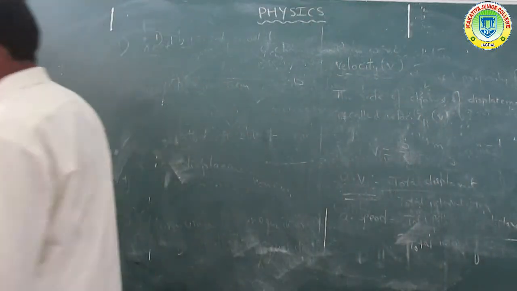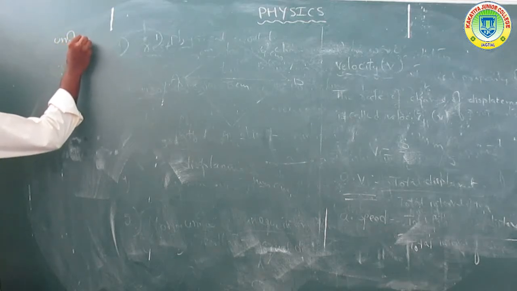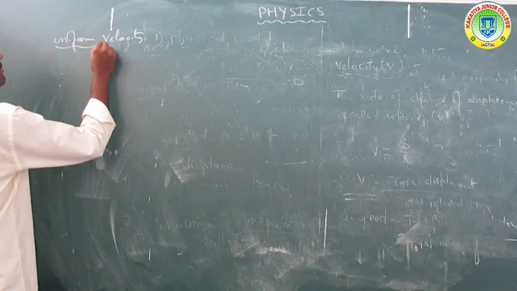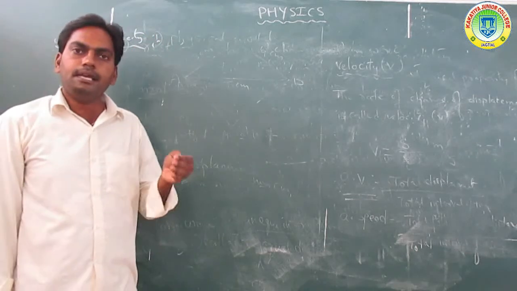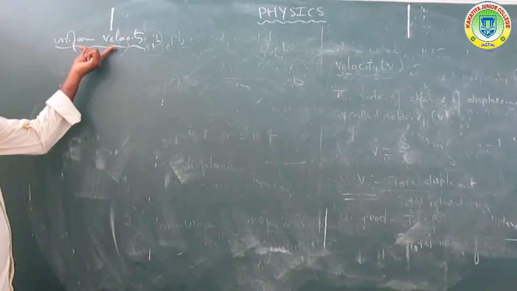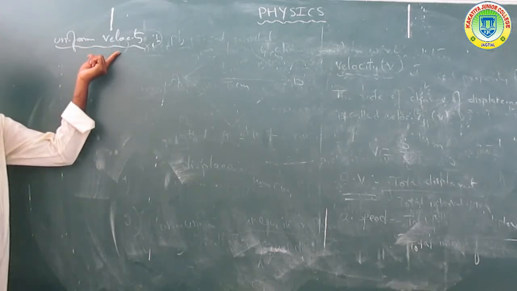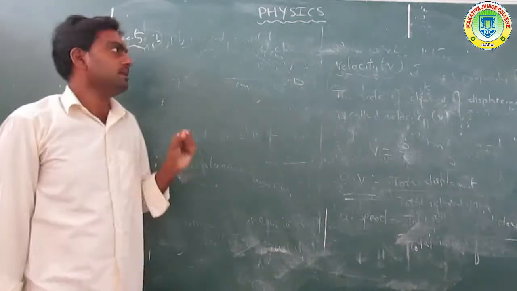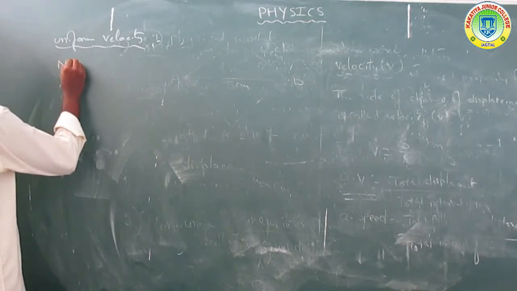Average velocity, uniform velocity and non-uniform velocity. Okay, uniform velocity. Uniform velocity is nothing but equal distance in equal intervals of time. That is called uniform velocity. So what is the non-uniform velocity?